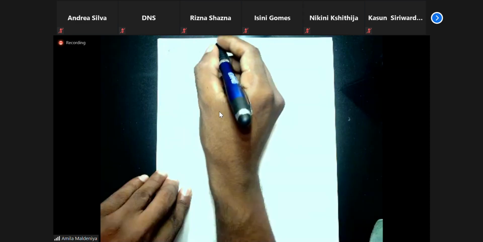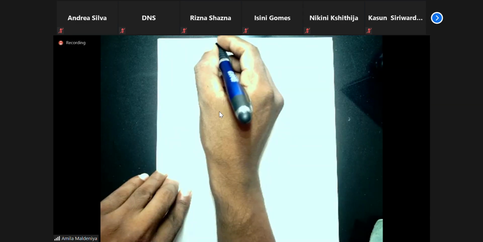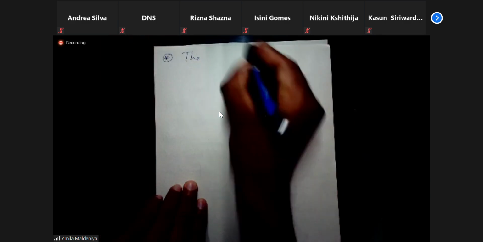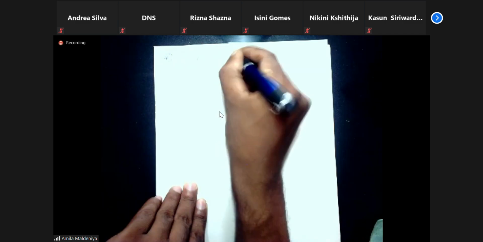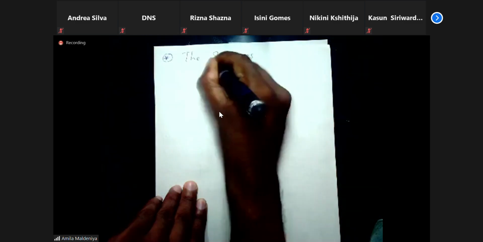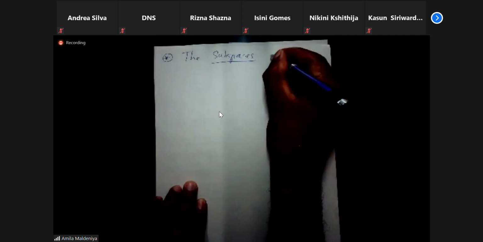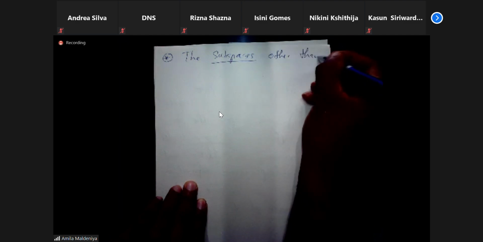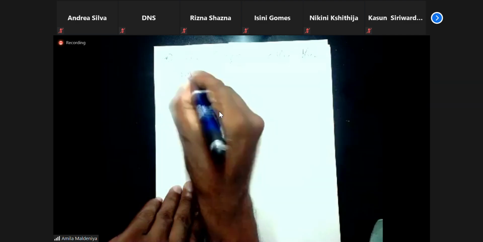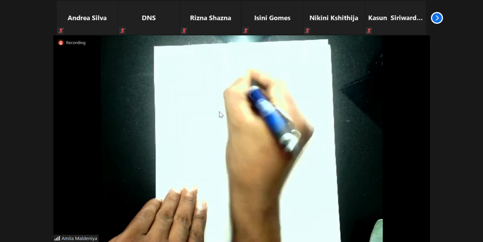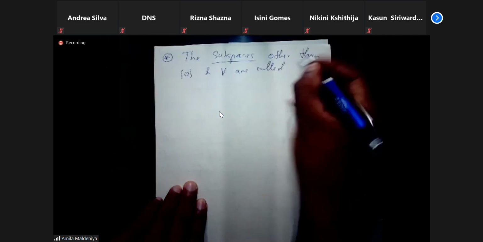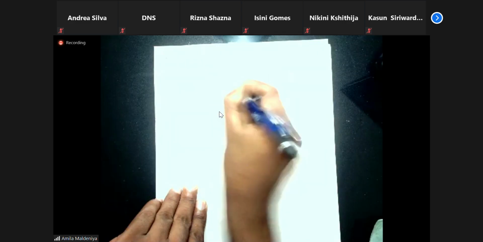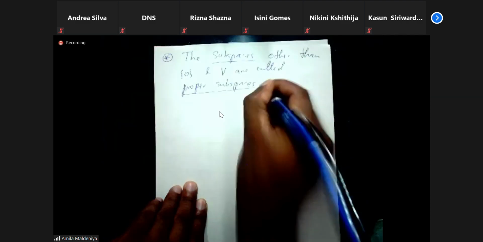We may have other than trivial subspaces. It depends on the problems. So those are the important ones, and these are called proper subspaces. The subspaces other than the zero element are called proper subspaces. So those are the important thing. Okay, proper subspaces.